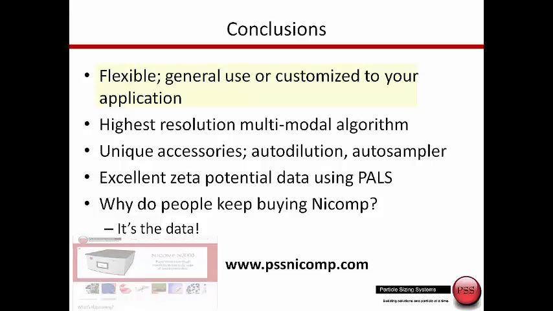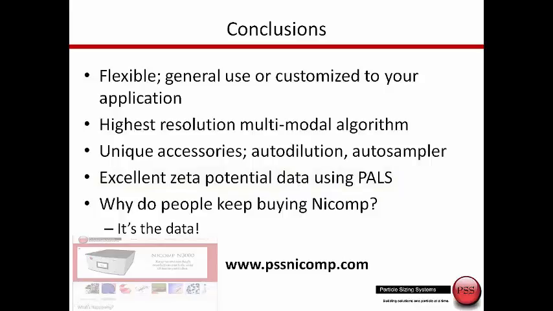You can just buy the standard configuration for a broad range of samples, or you could customize it to your specific application. The Nicomp algorithm provides the highest resolution when measuring complex multimodal samples. The system includes unique accessories such as auto-dilution and the auto-sampler. Most zeta potential data is taken using phase analysis light scattering, a very sensitive technique, using our unique dip cells, which is an inexpensive, very accurate way to handle very many zeta potential applications.